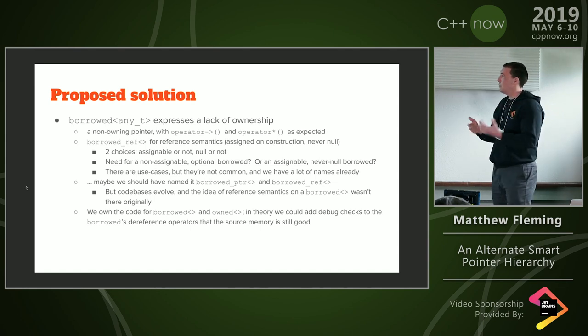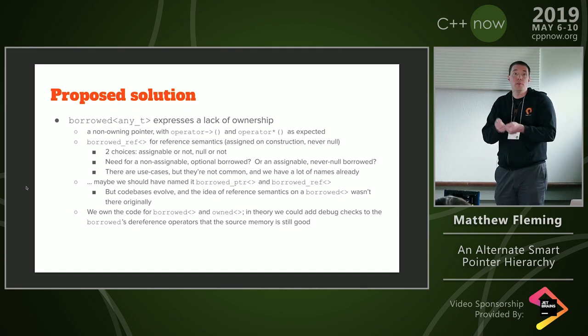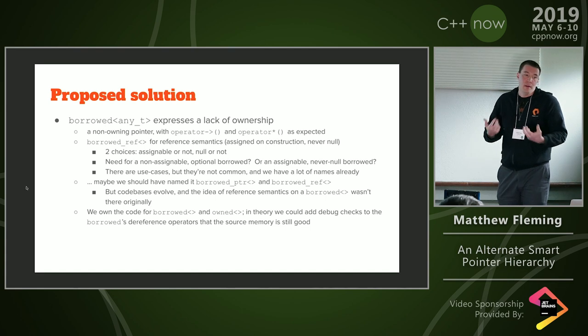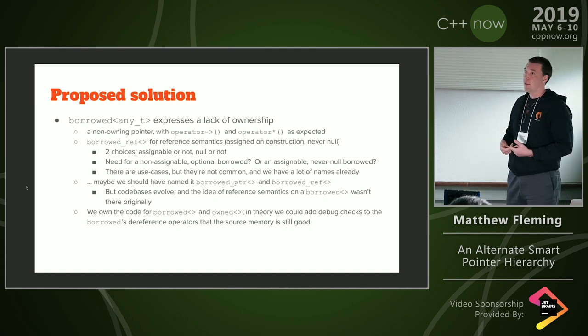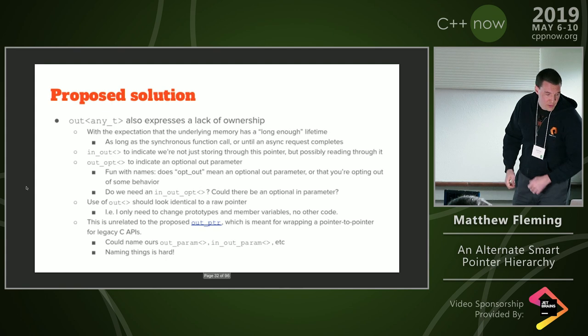Something like having a shared putter and a weak putter in the borrowed. Every time you use a borrowed, I could write code that says, is the thing I'm pointing to still valid? This is another advantage of owning your own code. You can write debug functionality that doesn't exist in the standard. I haven't written this, probably asan's better for that use case, but it's still a possibility.